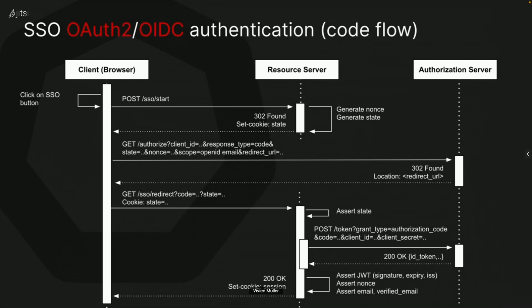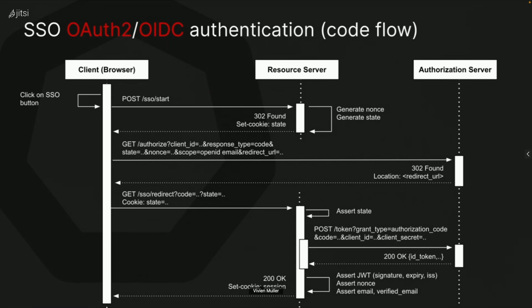So this way you have the cross-site request forgery protection, like we've seen with the cross-site request forgery token in the previous flows. And next, the resource server is using that code to get some additional information about the user. So typically, if it's compatible with OpenID Connect, it will give you a JWT, which contains information about the user, such as their email and other claims that you've requested in the scope, as well as a nonce.